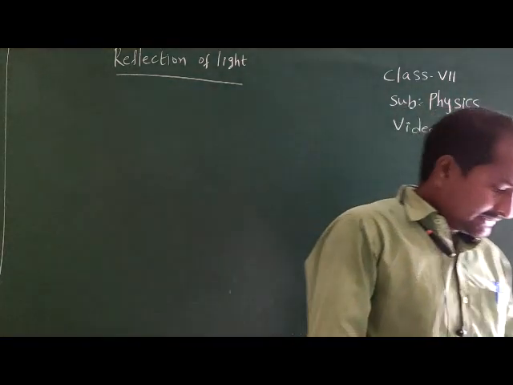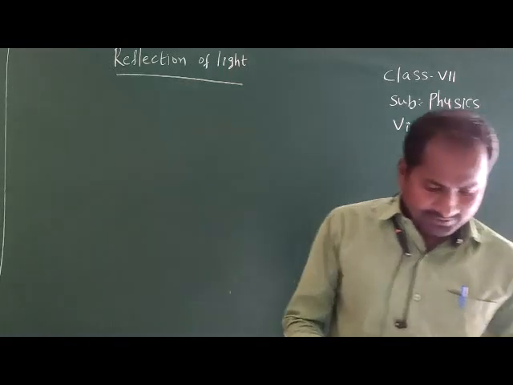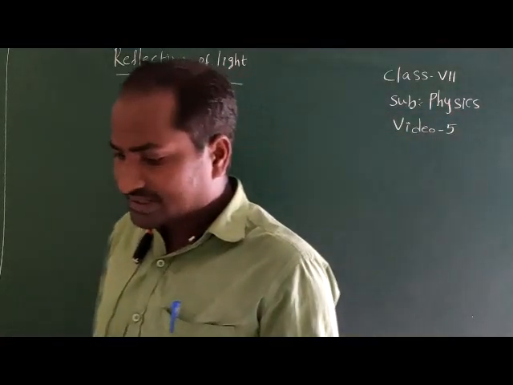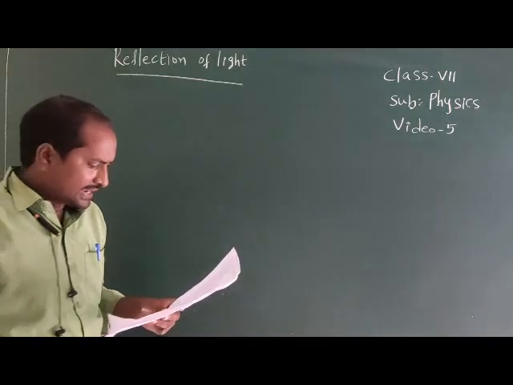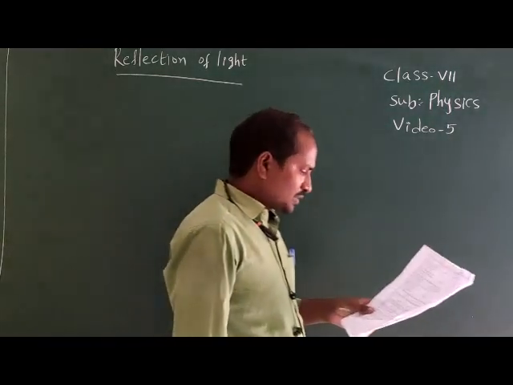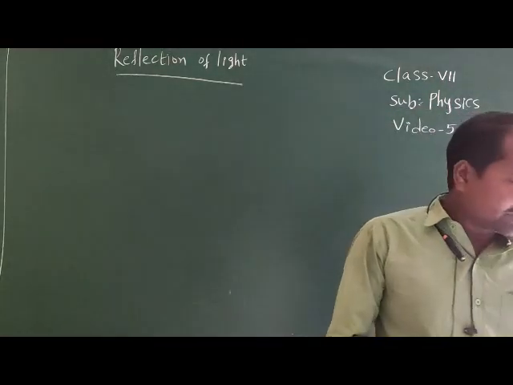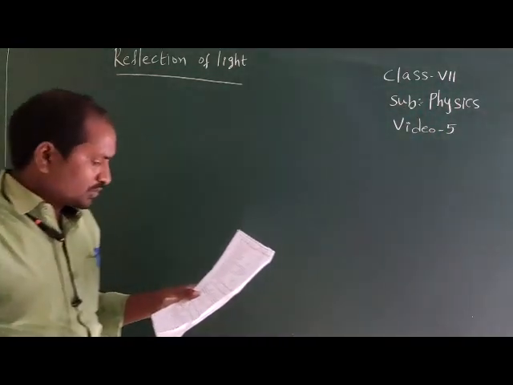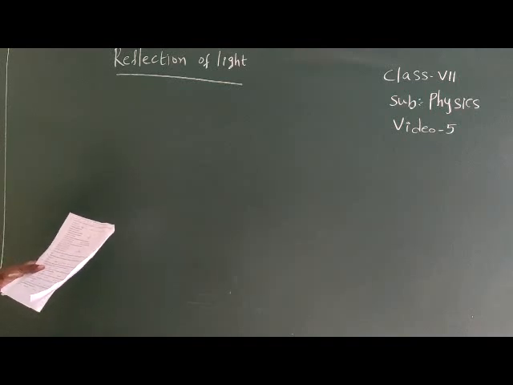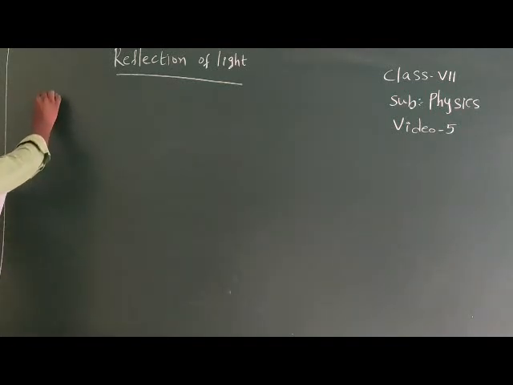A ray of light after successive reflections from two plane mirrors deviates totally through an angle of 200 degrees. What is the angle between the two mirrors? Come on, 19th one.